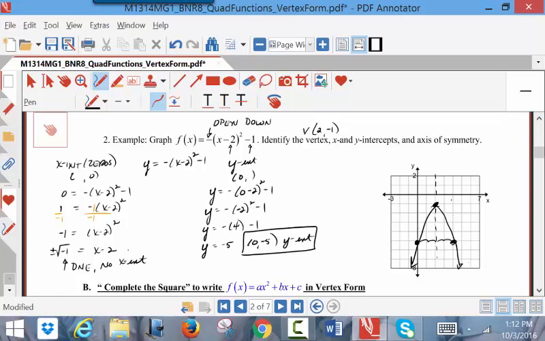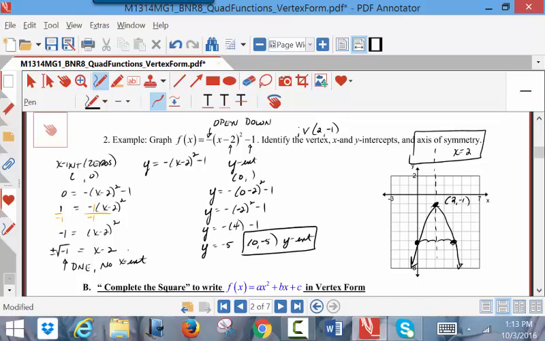So we said this vertex is the point (2, -1). What is the equation of this axis of symmetry? x equals 2. It's the equation of a vertical line. So your axis of symmetry is x equals 2.